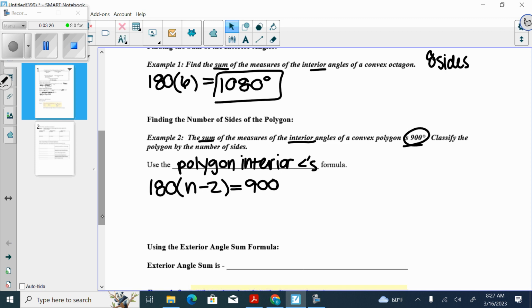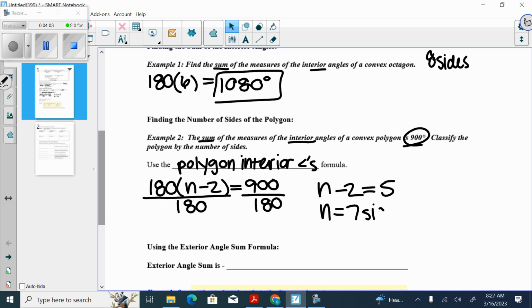All right, so if I'm going to solve for n, what should we do first? Okay. So we divide both sides by 180. What is 900 divided by 180? So I'm going to have n minus 2 equals 5. And then our last step would just be to add 2. So we end up figuring out that this thing had how many sides? 7. They did tell us to classify it or name it by its number of sides. So what kind of a shape has 7 sides? Heptagon. Good.